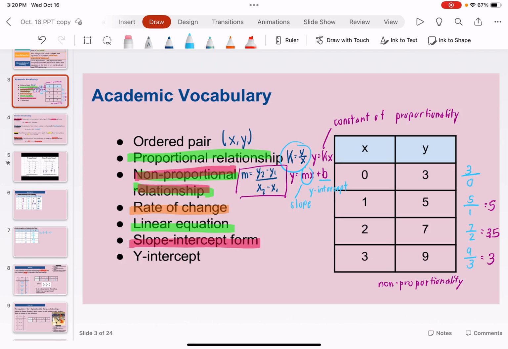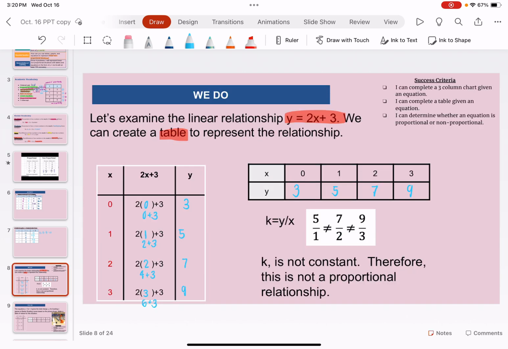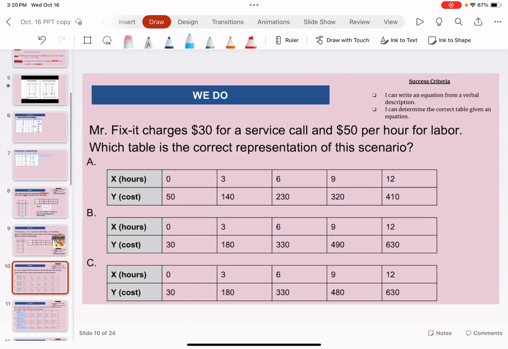So if we actually look back to this table from our vocabulary, this is the same table, right? Or the numbers are the same, except this is our vertical table. And of course, this is our horizontal table. And just like I proved earlier, this is non-proportional because when we try to divide y divided by x, the numbers were not the same. Okay, so then we have our next we do.